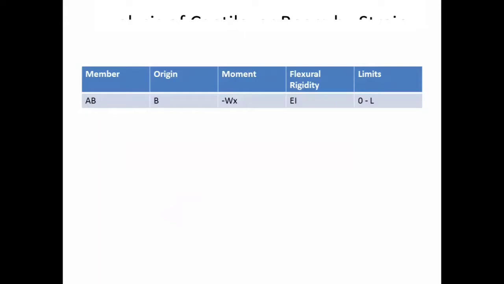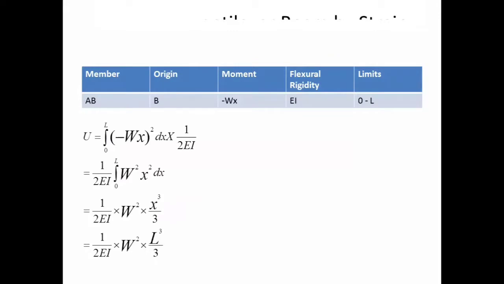For this particular member, flexural rigidity is EI, which is constant, and limits, that is length of member AB, is 0 to L. Now I will substitute the moment value in the strain energy equation. So what is my strain energy equation? M square ds upon 2 EI. So M square I have written here as minus wx square into ds or dx, into 1 upon 2 EI. After this, I have made some simplifications. I have solved it further.